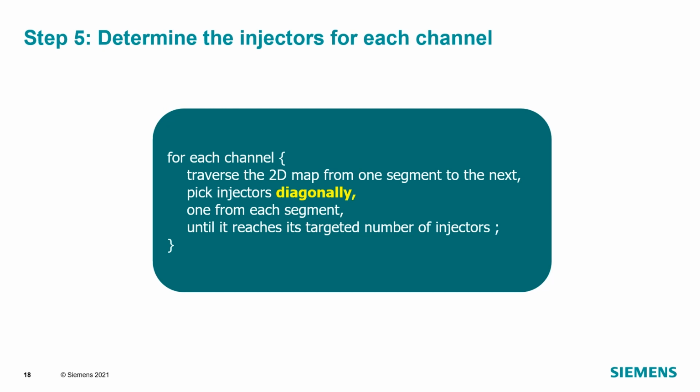In order to achieve this for each channel, we start with the highest available lifespan and move to the next segment while lowering the row and lifespan. We pick the injectors moving diagonally through the table, which actually should be considered as a barrel. We continue the process until each channel reaches its target number of injectors.